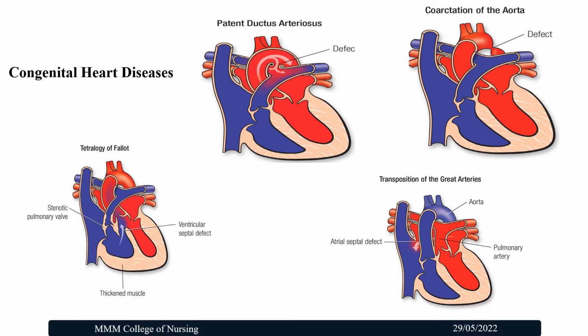Moving on to patent ductus arteriosus, a condition in which the ductus arteriosus remains open, and coarctation of aorta, which is a narrowing or constriction in the portion of the descending aorta. And moving on to the tetralogy of Fallot, it is a cyanotic heart disease characterized by ventricular septal defect, pulmonary stenosis, overriding of aorta, and right ventricular hypertrophy.